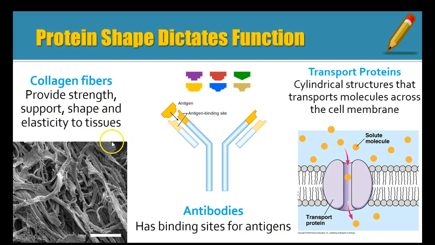We've also got collagen, which is there for support, shape, and elasticity of tissues. We've got antibodies that help with your immune system to make sure you stay healthy. And we've also got transport proteins as well, and they transport molecules across the cell membrane, and they can be selective so that only certain molecules can move through that transport protein. So if this is sounding a little bit familiar, that's because we do cover quite a bit of this in biology, so there's a little bit of overlap.